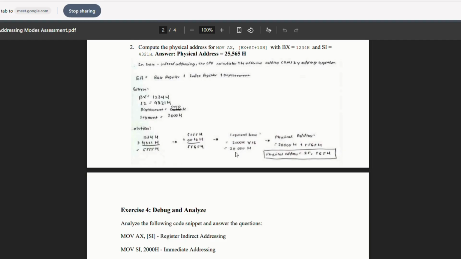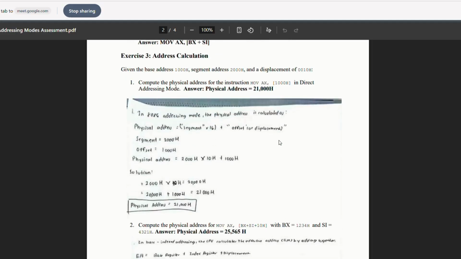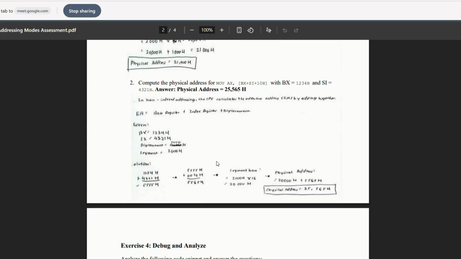So the 16 is equal to 10H each in here. Then we will now get the physical address, which is 20,000H plus 55565H. So that is my final answer.